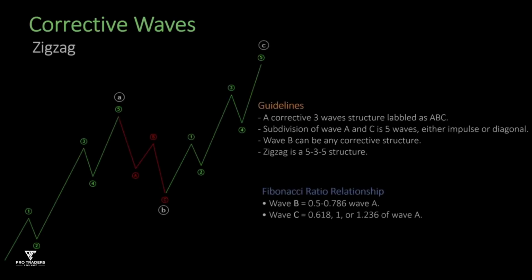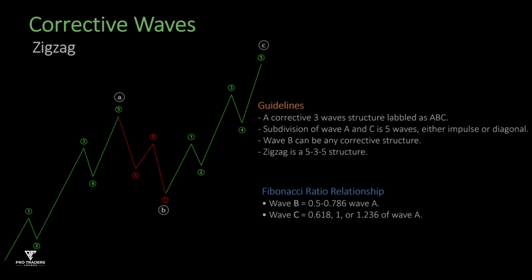First off, we have the zigzag. Zigzag is a corrective three waves structure labeled as ABC. Subdivision of wave A and C is 5 waves, either impulse or diagonal. Wave B can be any corrective structure. Zigzag is a 5-3-5 structure.